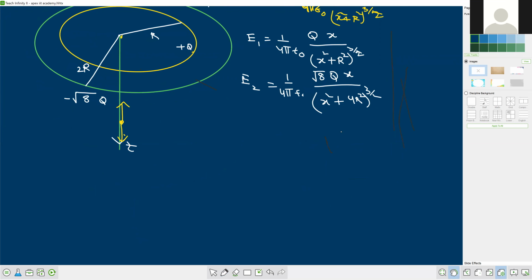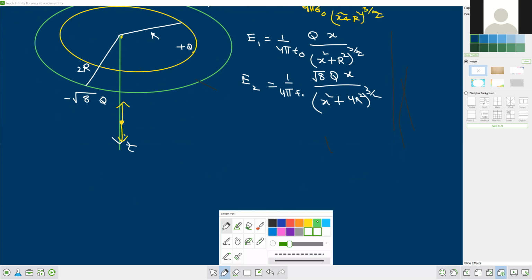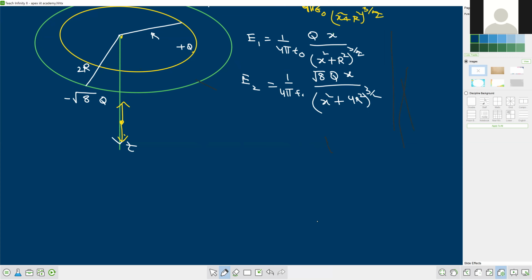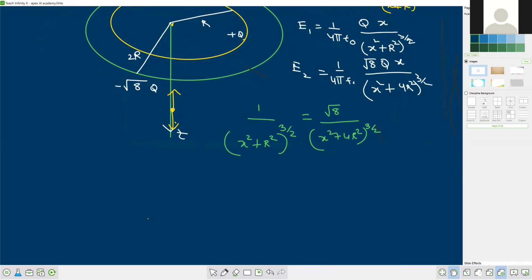Now you see here, you can equate both of them. By equating them, of course, 1 by 4 pi epsilon naught, qx will be cancelled there. The remaining one will be 1 by (x square plus r square) whole power 3 by 2 equal to root 8 by (x square plus 4r square) whole power 3 by 2.